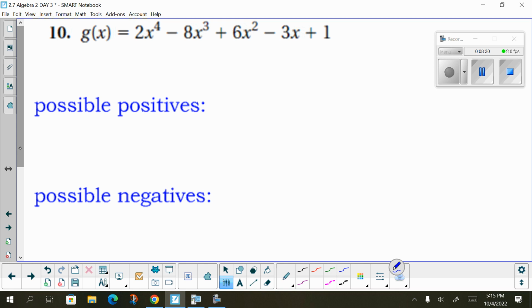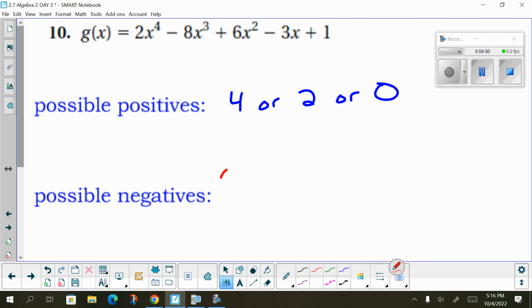For possible positives, when I count my sign changes, I'm going from positive 2x to the 4th to negative 8x, that's 1. Back to positive 6x squared, that's 2. Back to negative 3x, that's 3. And back to a positive 1, that's 4. So we're with 4 or 2 or 0.